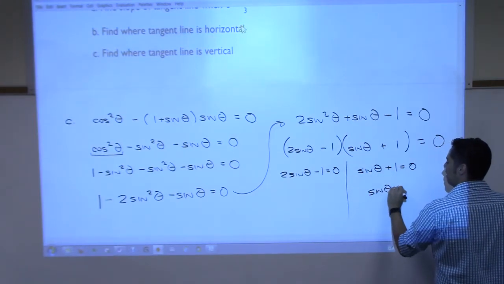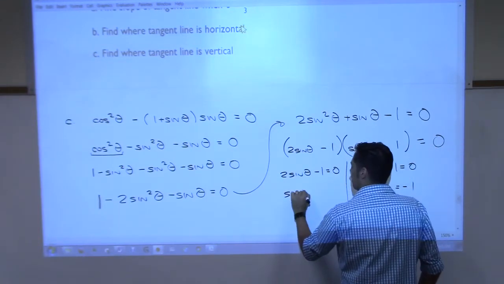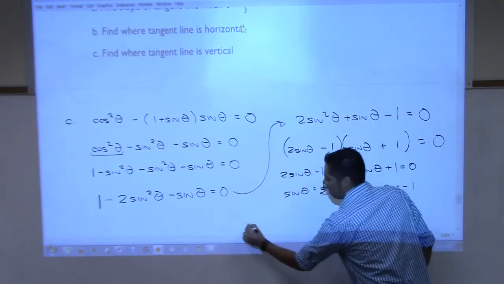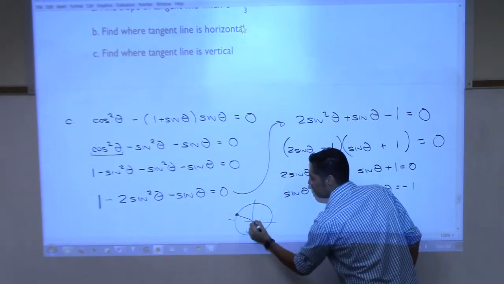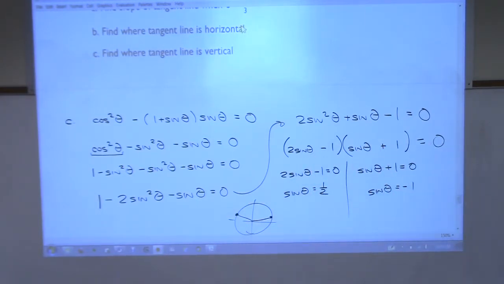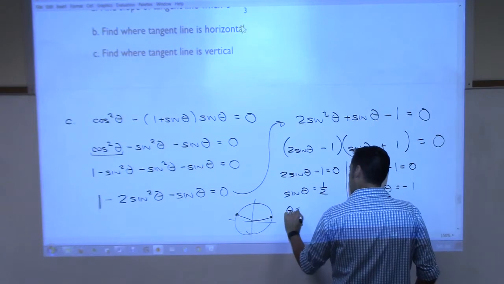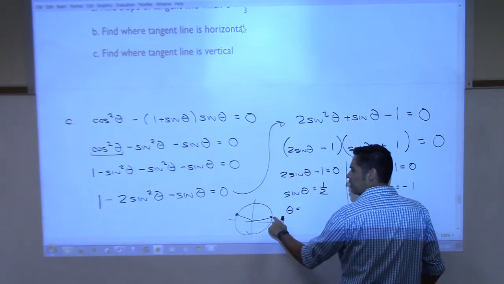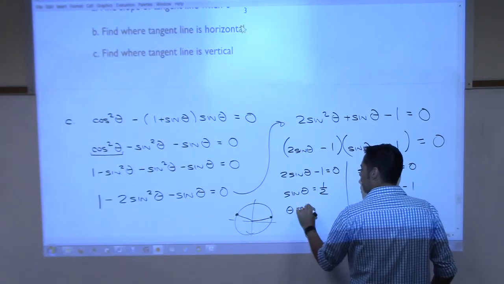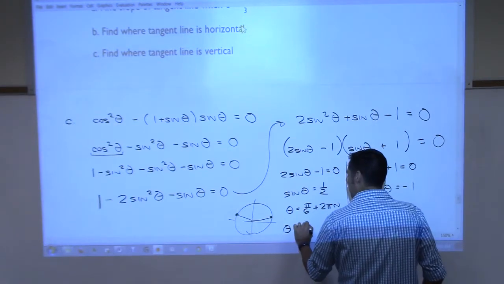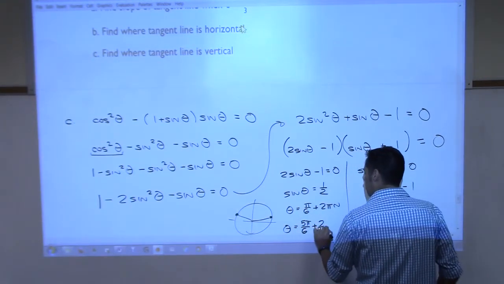This is sine theta equals -1. This is sine theta is a half, right? So we got 2 sets of general solutions. So where is sine a half? Go to your unit circle. That happens here and here, right? So we have pi over 6 here, and pi over 6 plus a full rotation, 5 pi over 6 plus a full rotation.